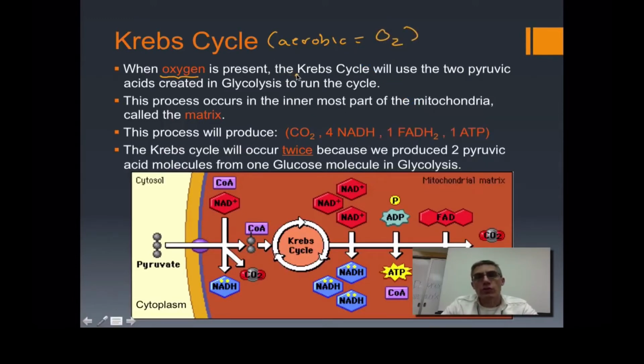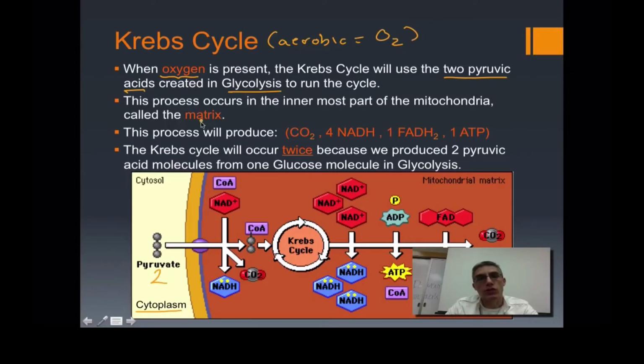Now, the Krebs is going to use the 2 pyruvic acids that were created during glycolysis to actually run this cycle. So if you look down towards the bottom at the diagram, remember glycolysis occurred in the cytoplasm of the cell, and it produced 2 pyruvates, also called pyruvic acids, and these are going to be used in Krebs.